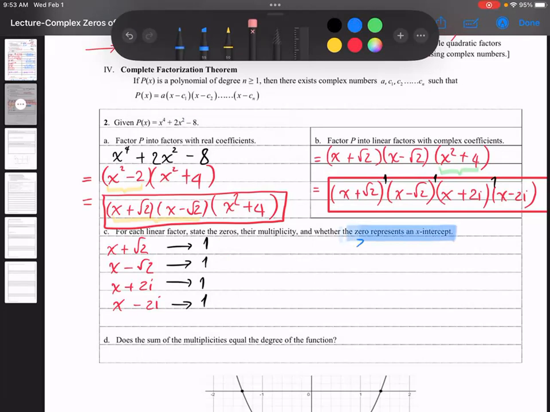Let me rewrite it properly. So x equals negative root 2, x equals root 2, like that. Okay. Zeros, zeros, zeros, zeros.